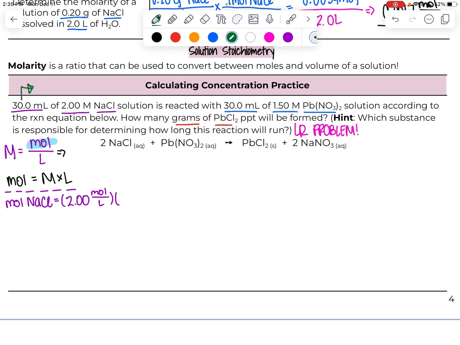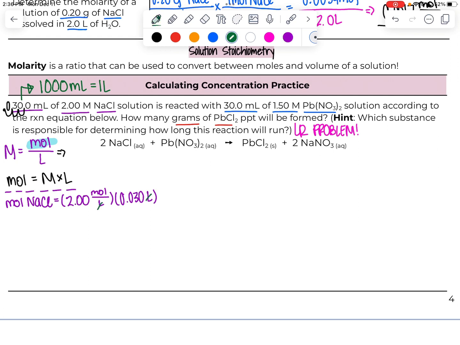Well, I'm given 30 milliliters, but I need to get that into liters. So how many milliliters are in a liter? We know that milli means thousandth, so there are 1,000 milliliters in 1 liter. So we can do some quick moving of that decimal, 1, 2, 3 spaces, because there are 3 zeros in 1,000. And I can say that I now have 0.030 liters of that NaCl solution.